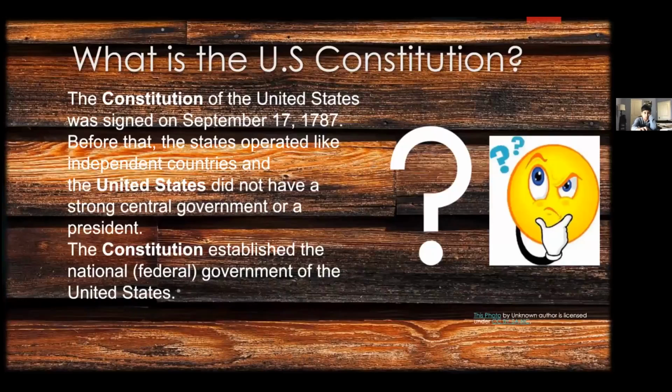What is the U.S. Constitution? The Constitution of the United States was signed on September 17, 1787. Before that, the states operated like independent countries, and the United States did not have a strong central government or a president. The Constitution established the national federal government of the United States.